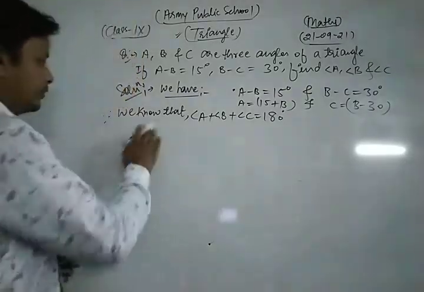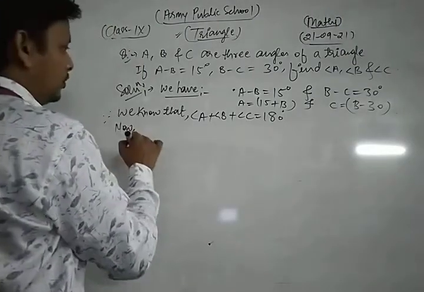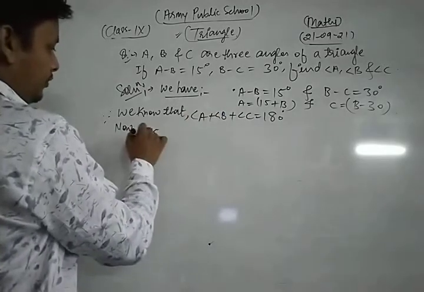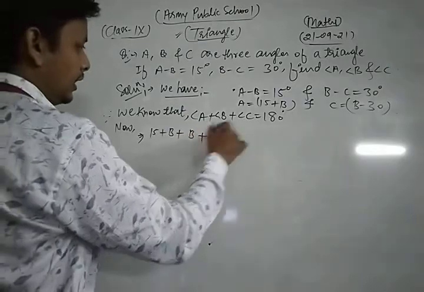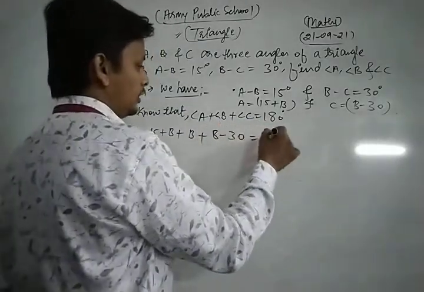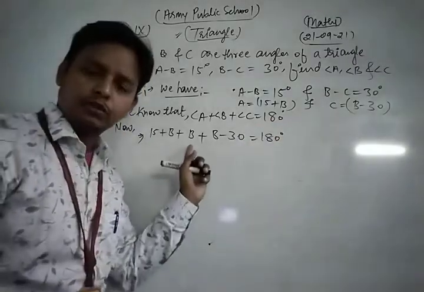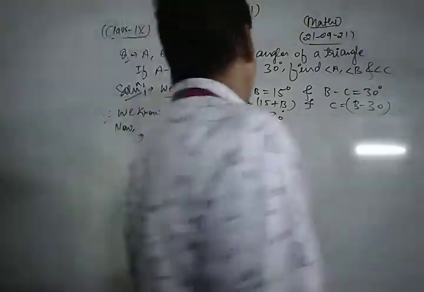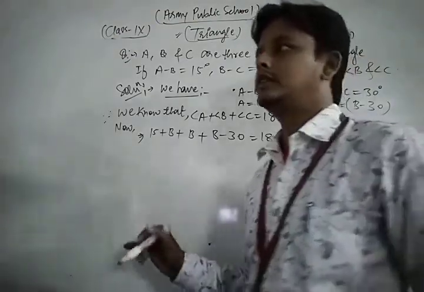Now look, put angle A as 15 plus angle B, angle B as it is, and angle C as B minus 30, is equal to 180. So this is a linear equation in terms of B, and we can find the value of B in a very easy way.